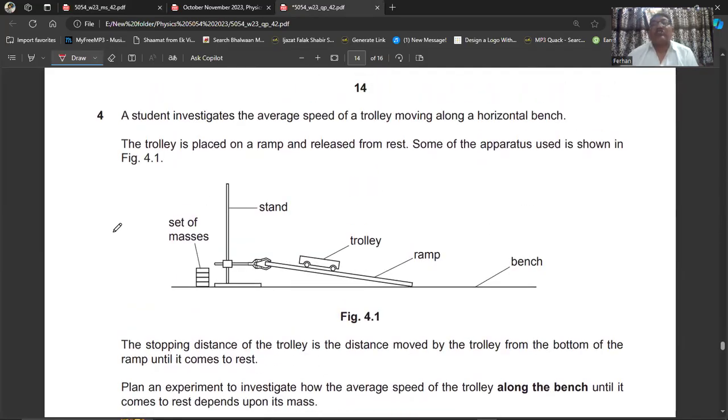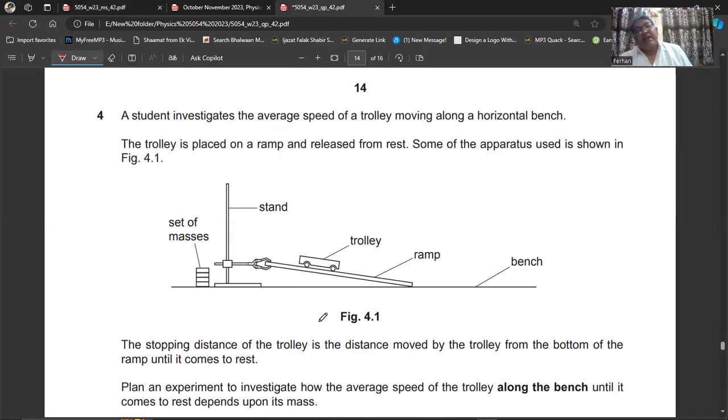The next question is question number 4, and this is a planning question of the ATP, planning an experiment. Question number 4. A student investigates the average speed of a trolley moving along a horizontal bench. A trolley is placed on a ramp and released from rest. Some of the apparatus used is shown in the figure 4.1.